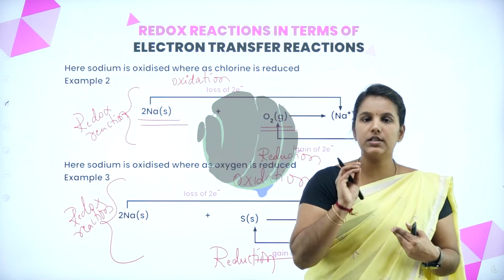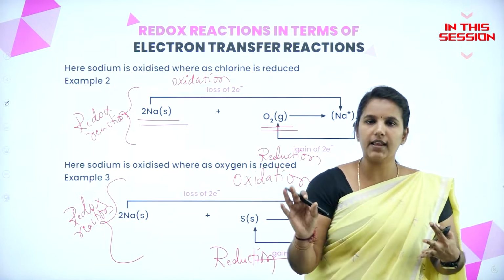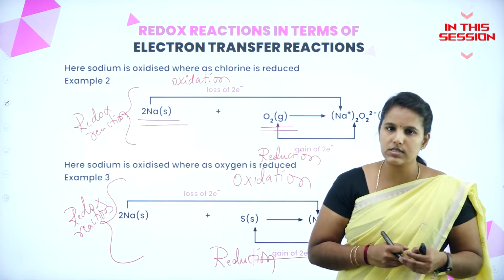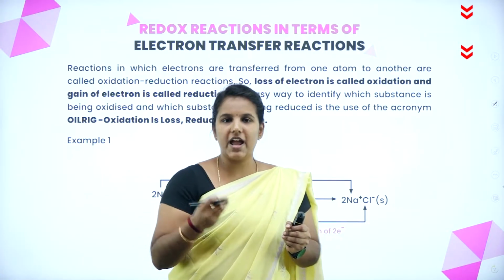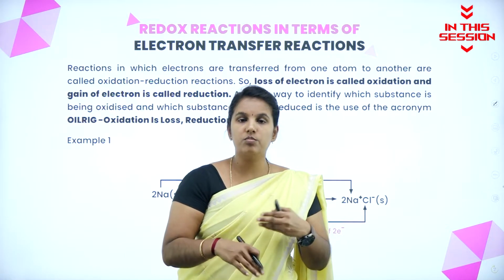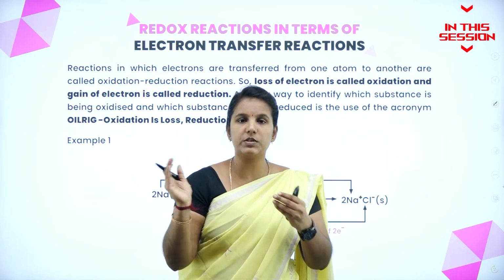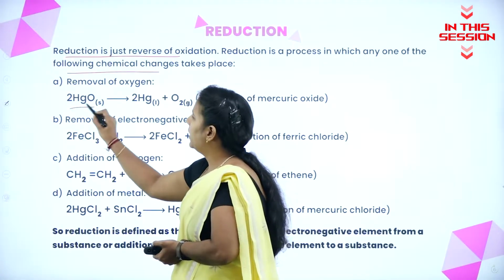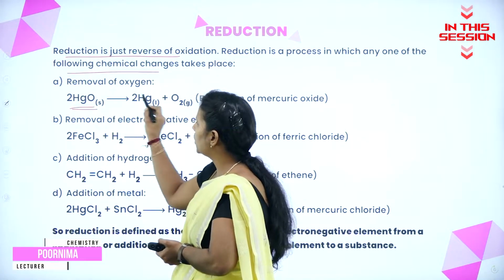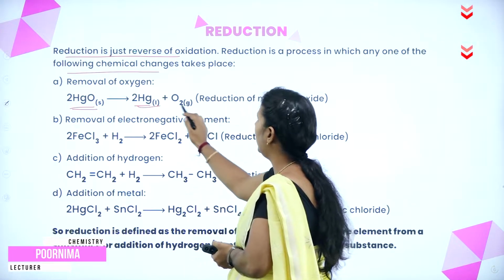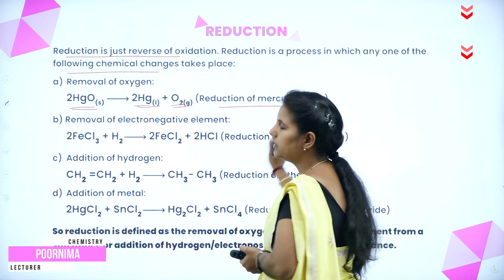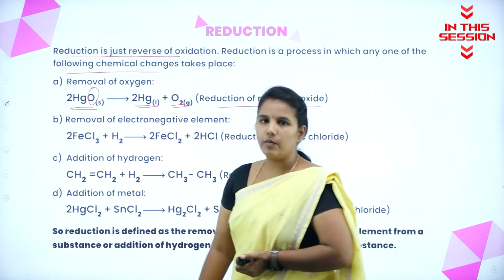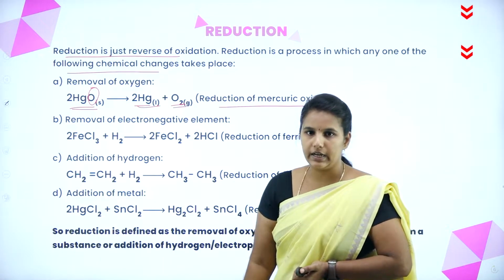If oxidation and reduction are taking place simultaneously within a single step, then only can we say it is a redox reaction. So a redox reaction is a reaction in which both oxidation and reduction are taking place simultaneously in a single step. In mercuric oxide, you are removing the oxygen, so it will form mercury along with the oxygen. Hence the reduction takes place where you are taking out the oxygen from this mercuric oxide. Understood?